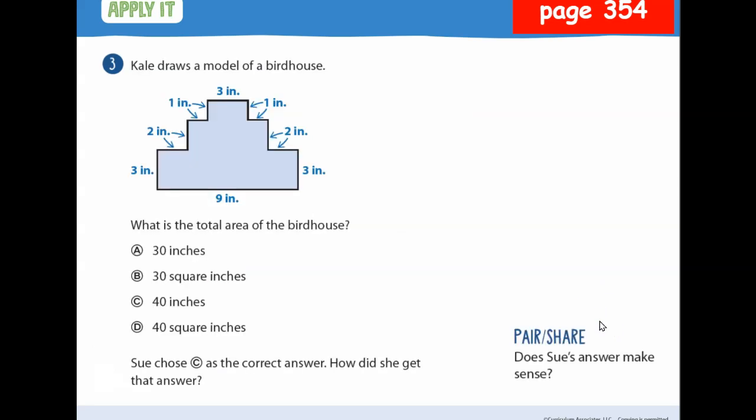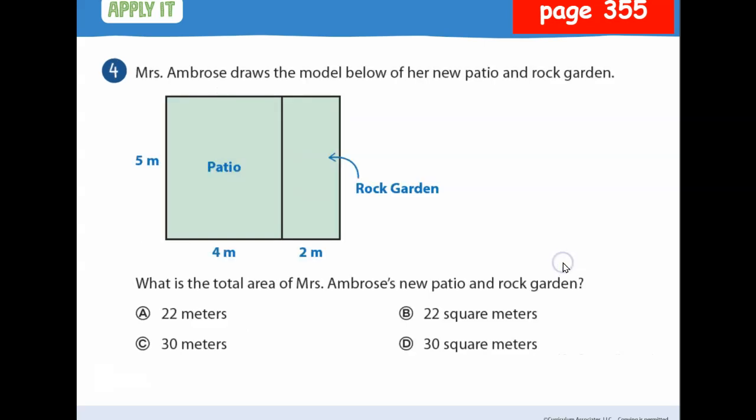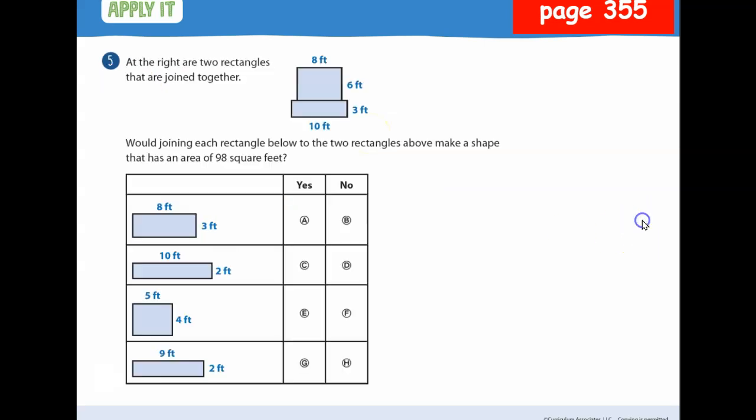Okay, this one I don't like at all. So let's skip it, because there are a couple of problems that are not as complicated as this. But we can do this one. Go ahead and do number 4 for me.